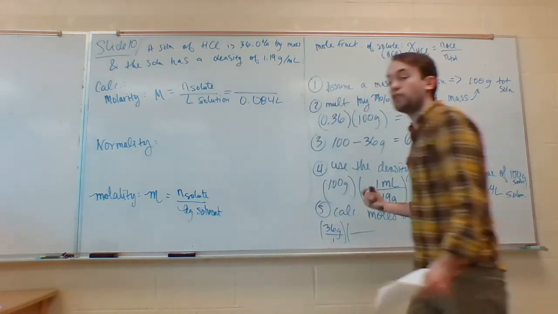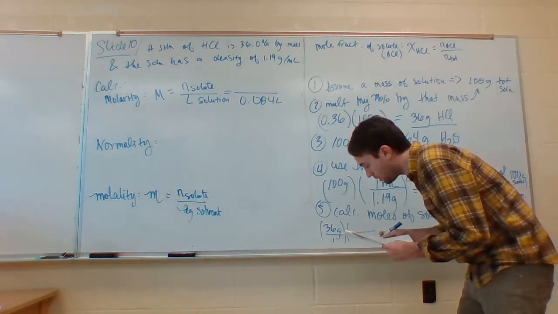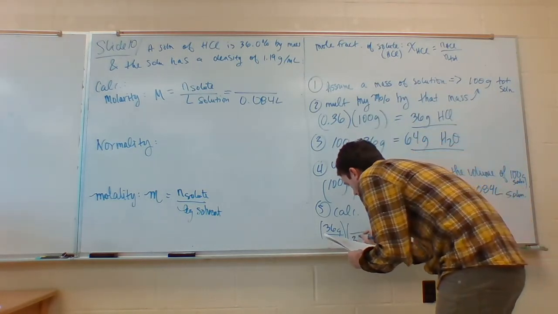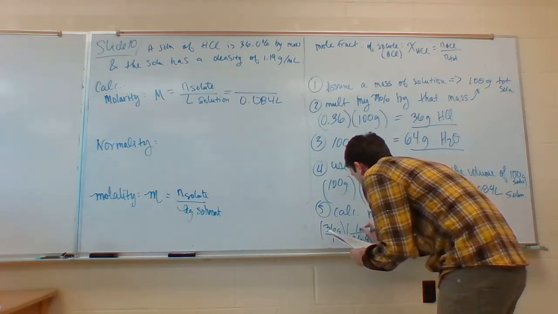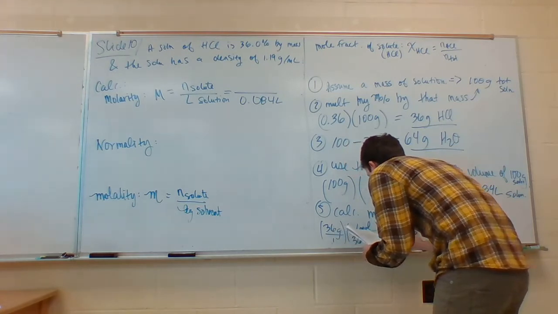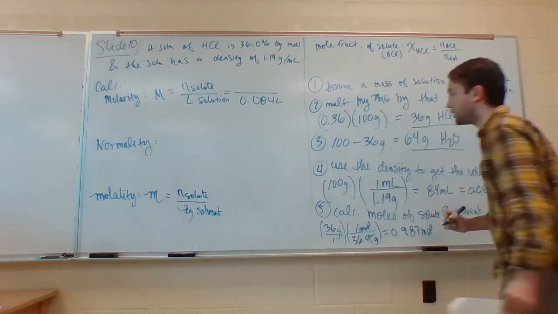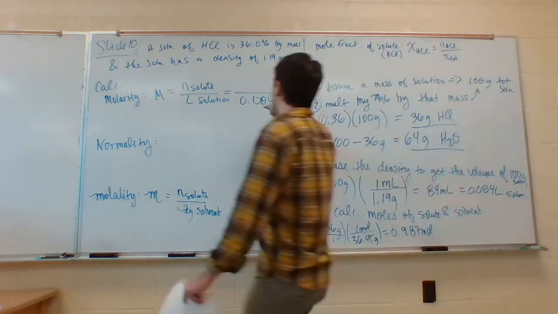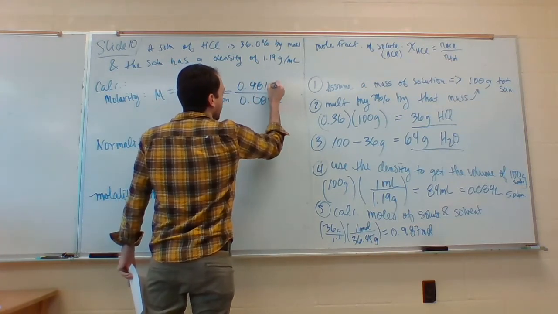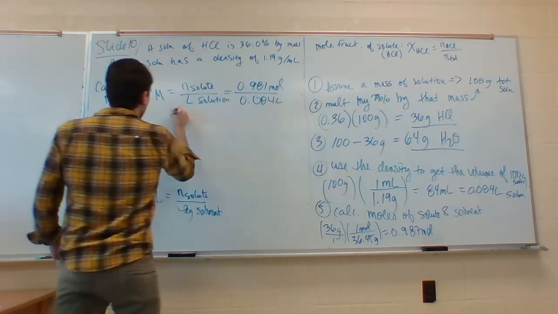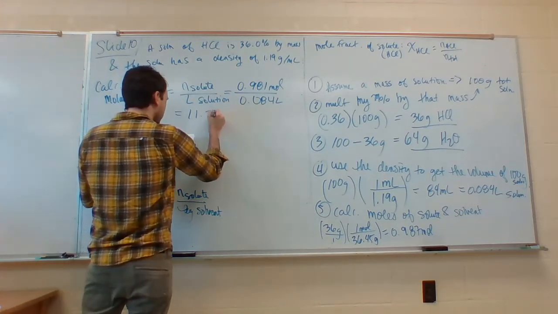We're going to use our molecular weight, and the molecular weight for our HCl is about 36.45 grams for every mole. So that gives you 0.987 moles of HCl. Okay, so our solute was HCl, so we have 0.981 moles, giving us a molarity of 11.75 molar.